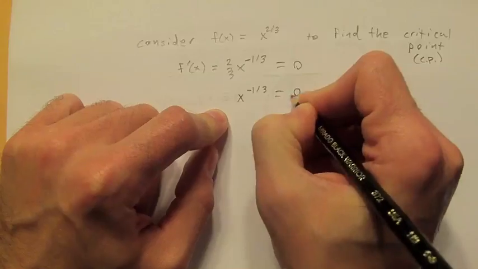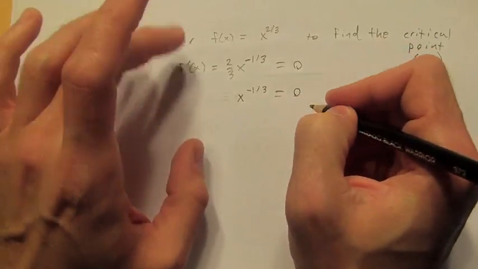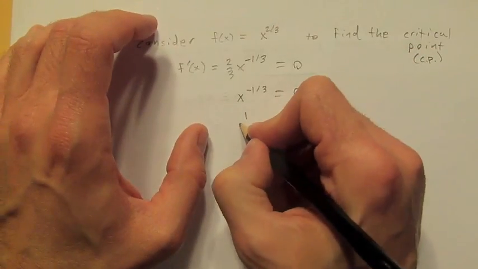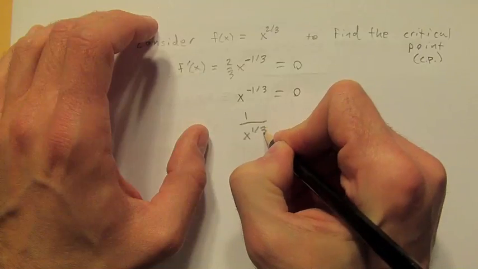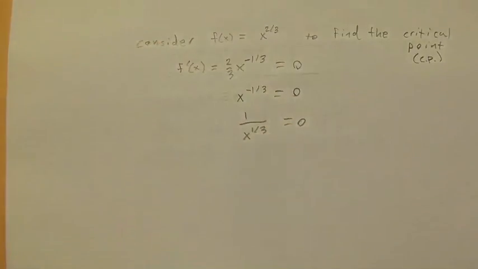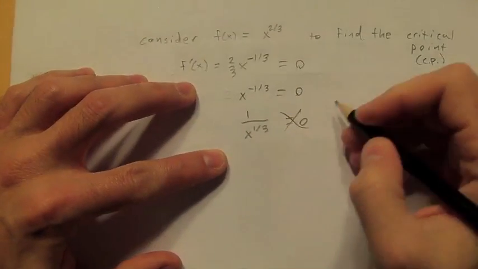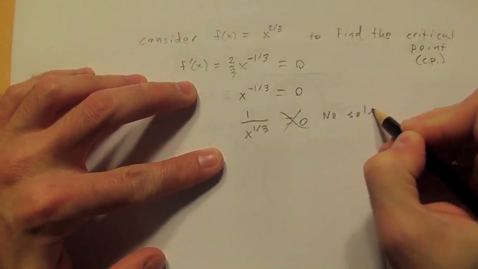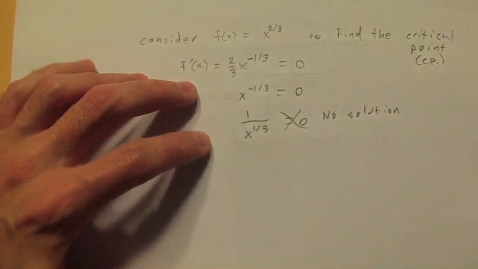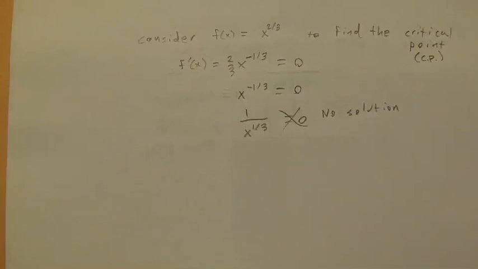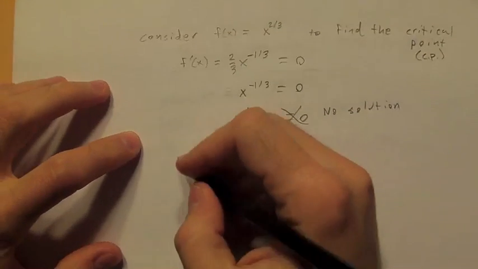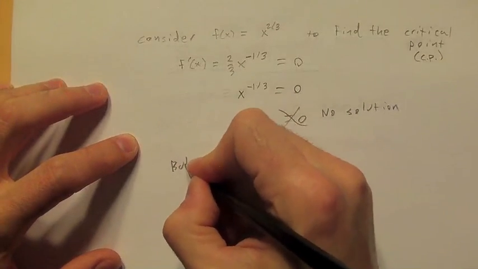So I basically have x to the negative 1/3 is equal to 0. I basically have a fraction with an x in the denominator. This will never equal 0. So there's no solution here. Does that mean that there's no critical point? Well, there's no critical point such that the derivative is equal to 0.